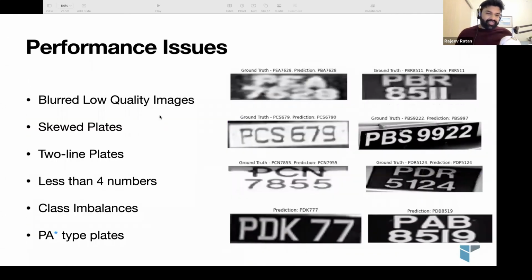So as I said, I was discussing the performance issues: blurred images, skewed images, two-line plates. I actually mentioned white background plates, but I didn't put it here. Plates with less than 4 numbers, class imbalances, which are like R plates, like the rental vehicle plates, or PA type plates, which were less common in the data set. It tends to get those wrong sometimes.